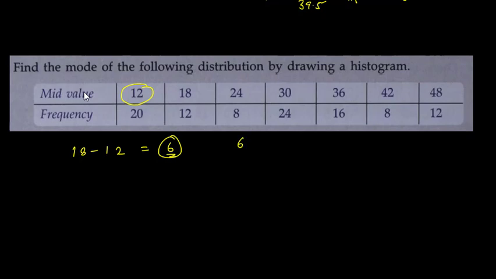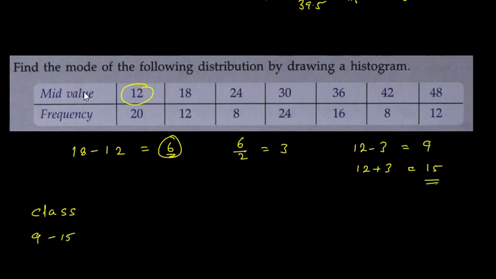As 12 is the mid value and the class width is 6, you first find half of this 6, which is 3. Then you subtract this 3 from 12, so 12 minus 3 gives 9, and 12 plus 3 gives 15. So mid values are given, and I can find the class. The first class is 9 to 15. The difference is 6, and the mid value will be 12.